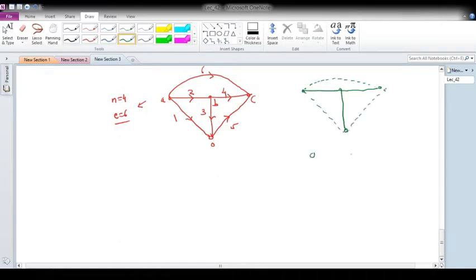What may be the second? Suppose I have drawn this. This is 1, 2, and 3. This is also another way of tree. Okay, what may be the third type? The third type also we can, let me draw it.